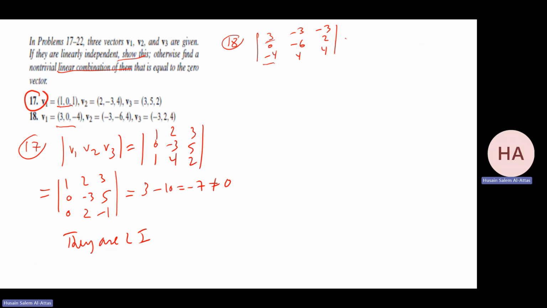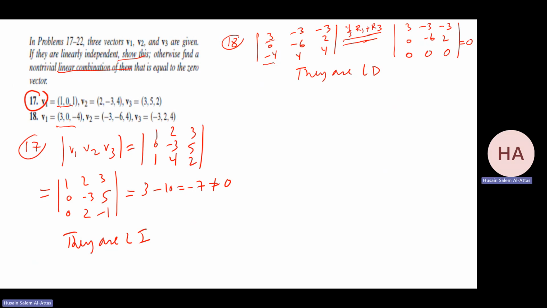Okay, so multiply the first row by 4/3 and add it to the third row. Yeah, that will make it. So I have what? 3, minus 3, minus 3, 0, minus 6, 2. 4/3, that will be 4 minus 4, that will be 0. That will be minus 4 plus 4, that will be 0. Minus 4/4, that will be 0. So for sure, this determinant is 0, so they are linearly dependent. They are linearly dependent.